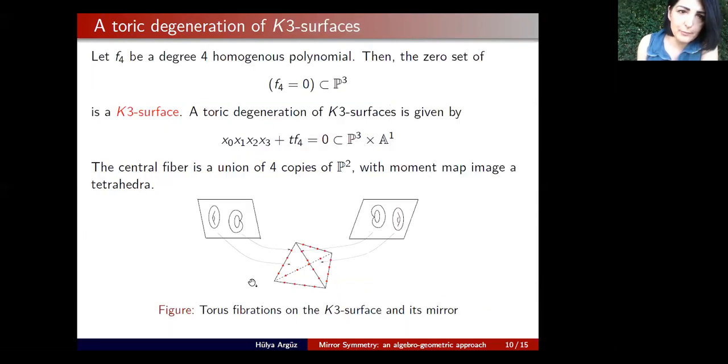The other interesting example of a family of Calabi-Yaus are K3 surfaces. And I will tell you a degeneration of K3 surfaces, but I'm worried because I hear no one. Is it normal that I hear no one? Is everyone muted? Or is my computer muted? No, everything is good. Everything is good. Okay, perfect.